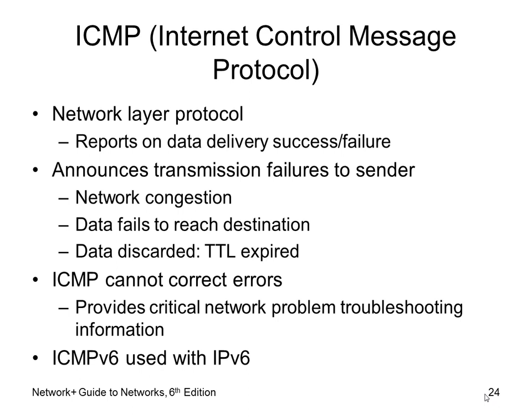All right. Okay, it works for network congestion, fails at destination. TTL expired is how traceroute works. Okay. It cannot correct errors. It really just tells you about them. Doesn't fix anything. Okay. It tells you what's wrong so you can fix it. All right. There's ICMPv6 for IPv6.